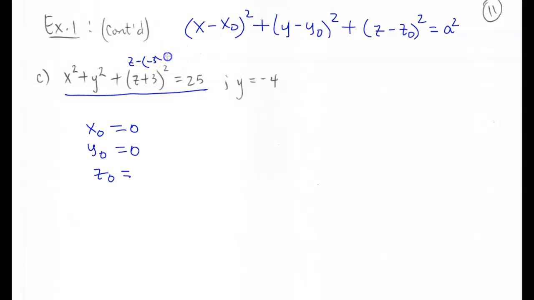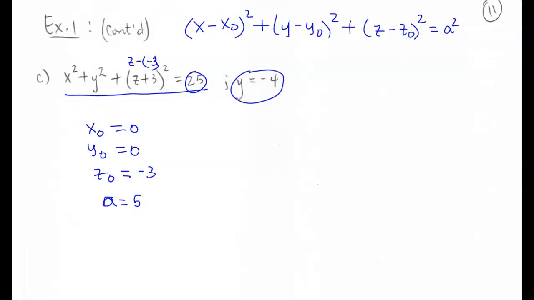So this would let me know that my z sub 0 would be negative 3. Of course, here, the radius for this, which we're calling a, is going to be 5, the square root of that. And we see here that we have y is equal to negative 4. Now, because y is constant, what that's going to do is bring this down a dimension. So at first we're looking at a sphere, but if we hold that y coordinate there, we go from having something that is in 3 dimensions to having something that is in 2 dimensions.